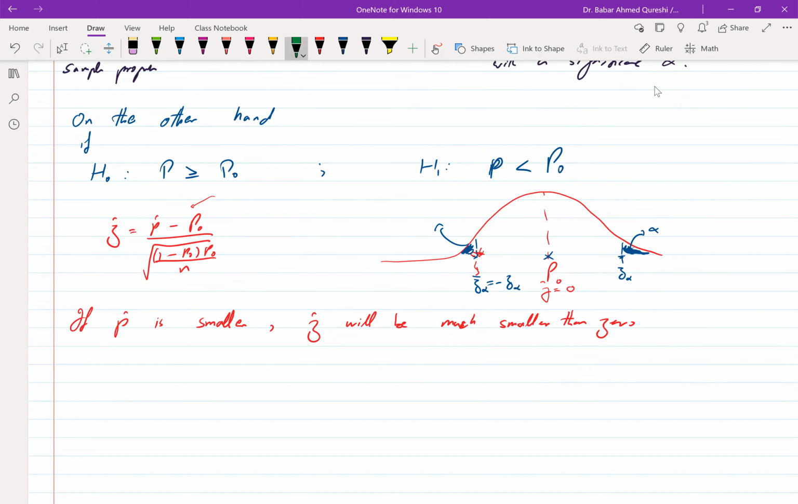So you can say that you reject H naught if you see a z hat value which is even less than this critical value.